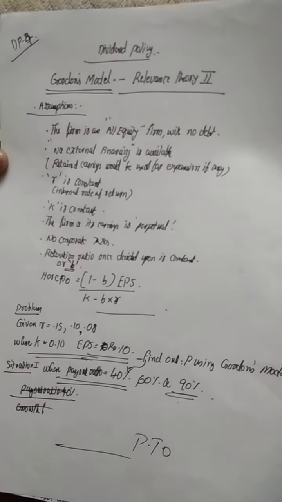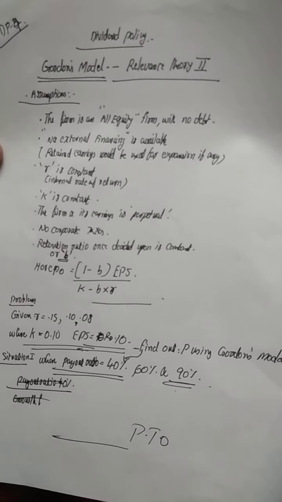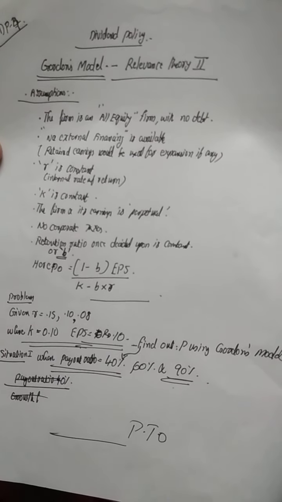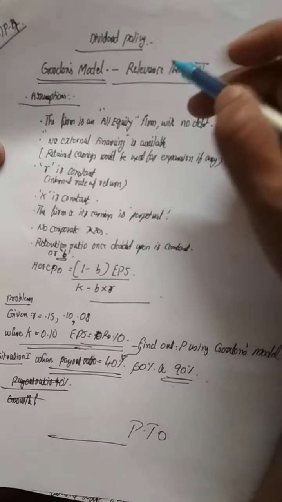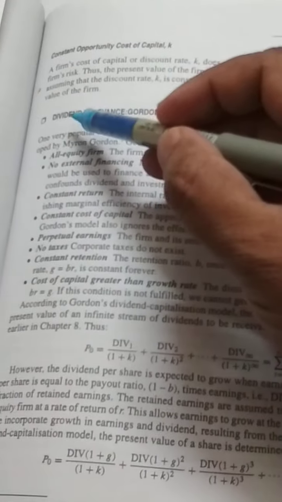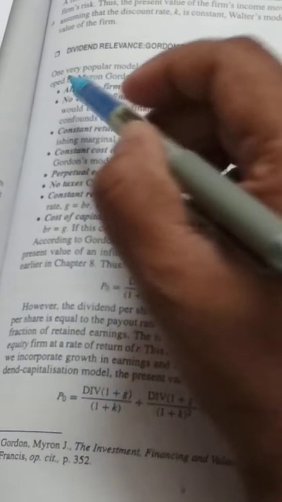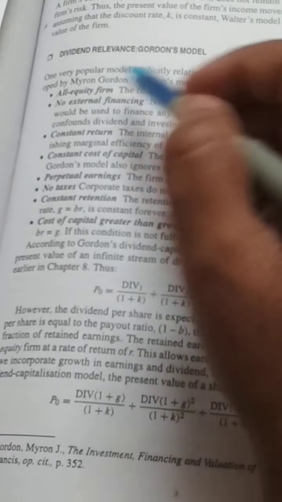So in continuation of the last 3 videos of the dividend policy chapter, 5th module, I am continuing with the theory of relevance, Gordon's model. This you could see in I.M. Pandey's textbook, Dividend Relevance, Gordon's model. The full name is Myron Gordon, M-Y-R-O-N Gordon. It is also pronounced as Myron Gordon.